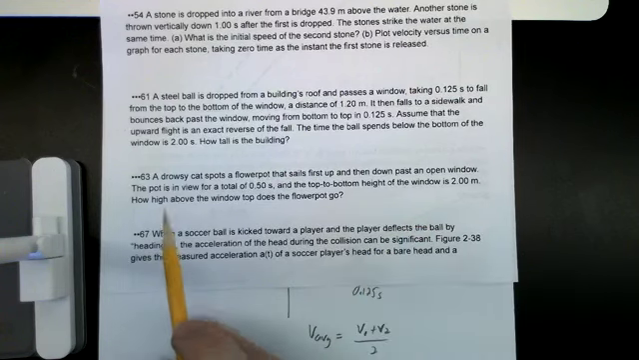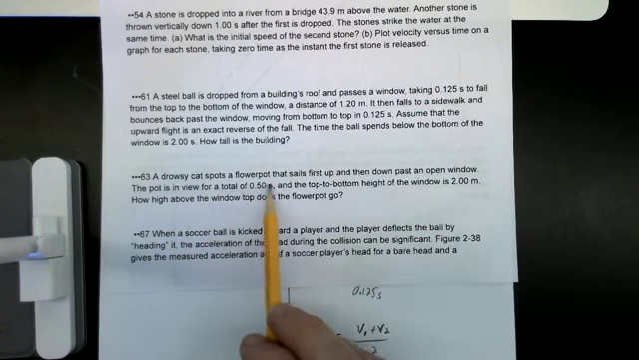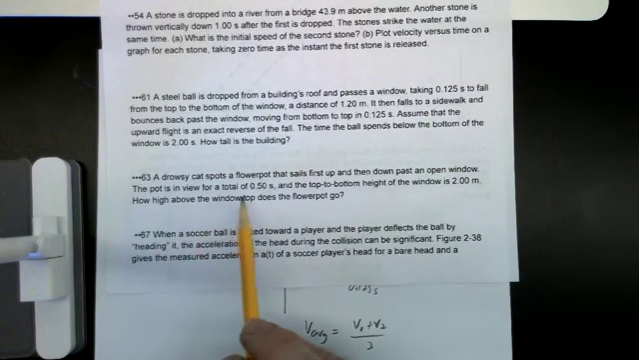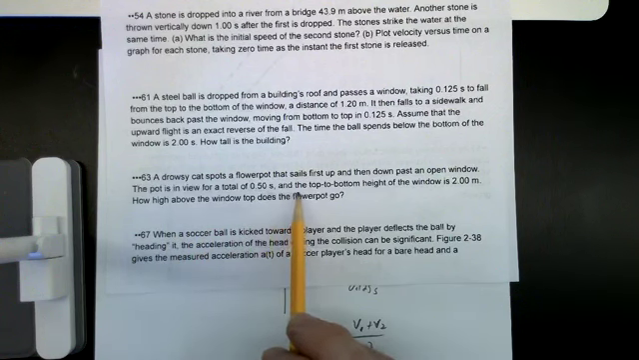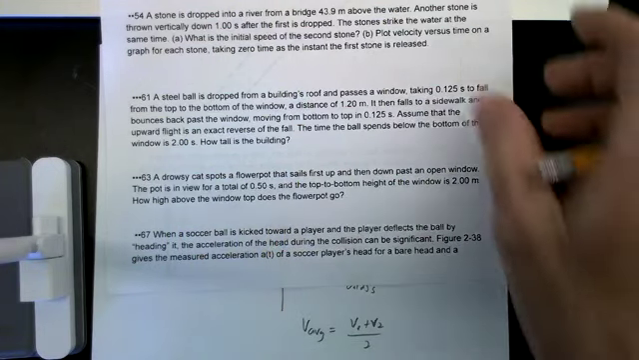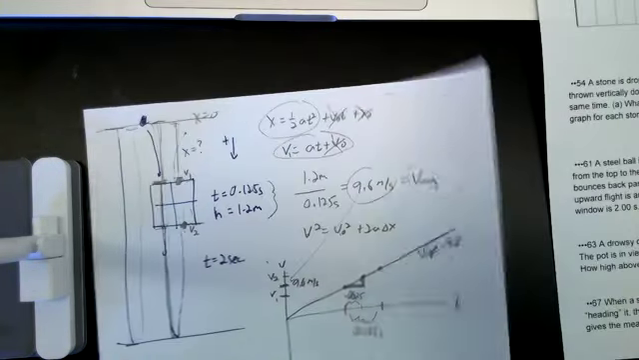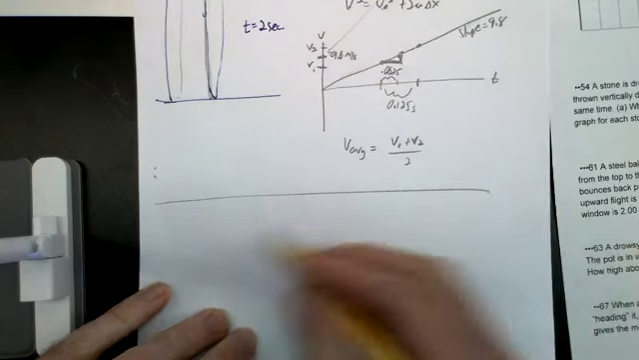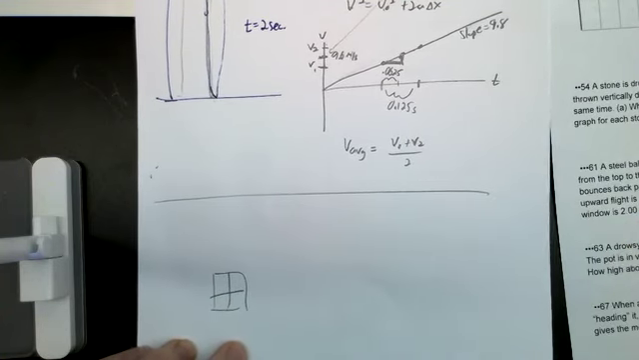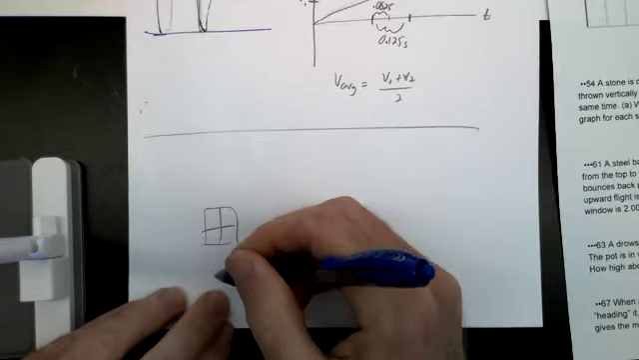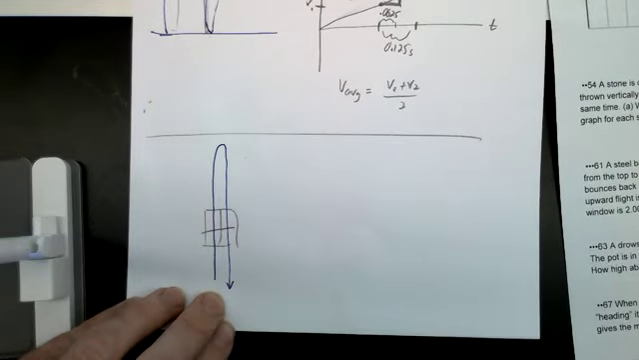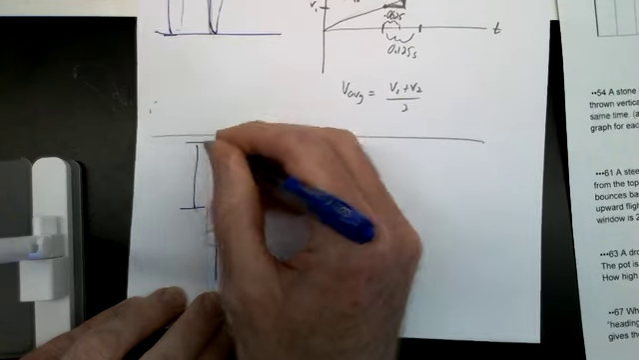So if we look at 63, a drowsy cat spots a flower pot that sails first up and then down past an open window. The pot is in view for a total of half a second. The top to bottom height of the window is 2 meters. How high above the window does the flower pot go? Same thing, draw a picture so we know what's happening. There's the window. We know that the flower pot is going to go up past the window, and then down like that. We're trying to find this height right here.